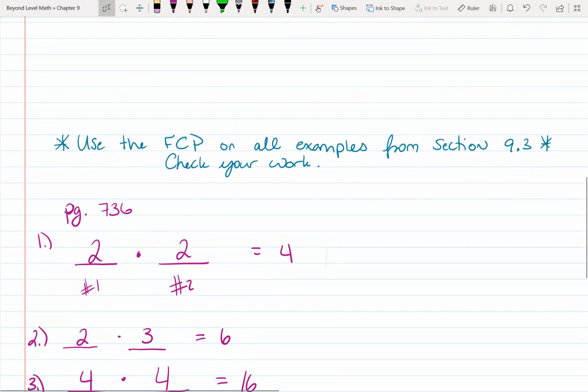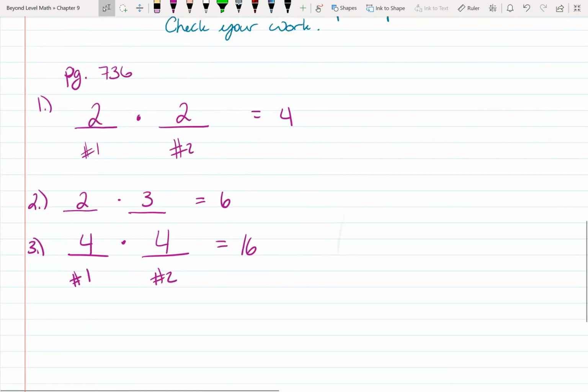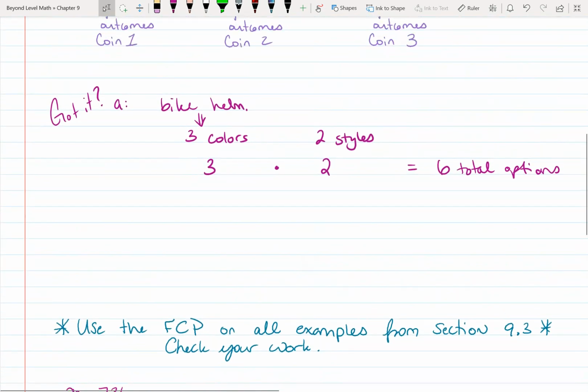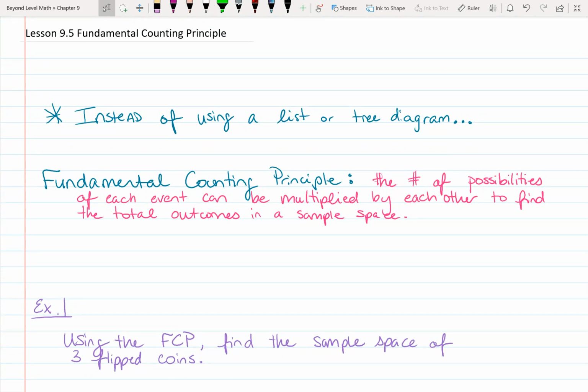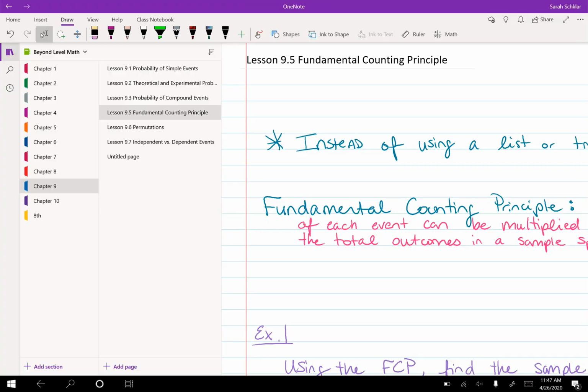Again, these notes are pretty short. So look through my answer key as you work through your homework. Make sure you are getting the correct answers before you submit it to Google Classroom. And as always, let me know if you have any questions.